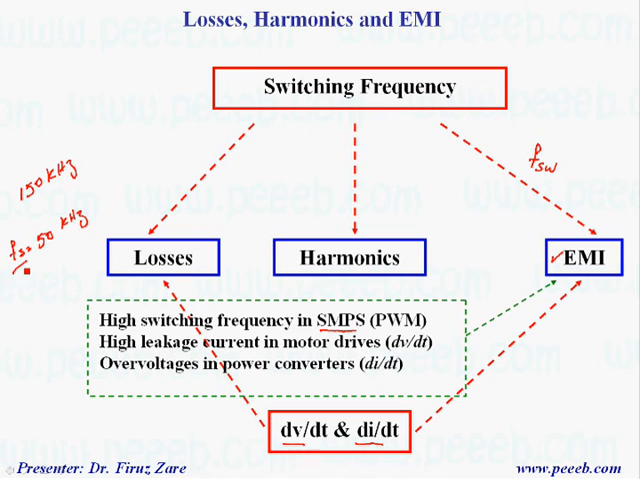frequency. And in some applications, because of significant capacitive coupling, especially in AC motor drive systems, we may have significant leakage current. And in some applications when we have significant stray inductance, because of di/dt, we may have significant overvoltage. So these are the issues that we need to consider when we design a power electronic system.